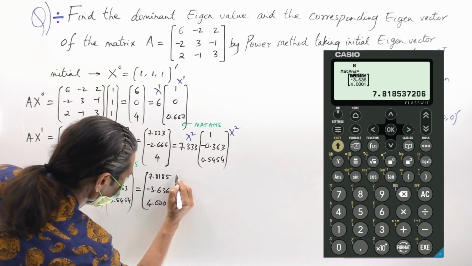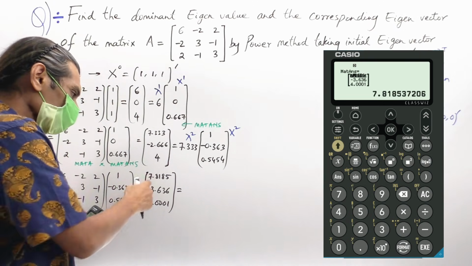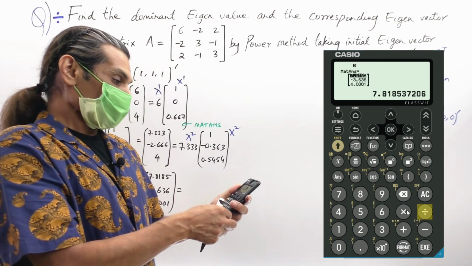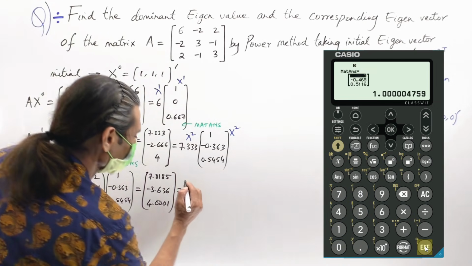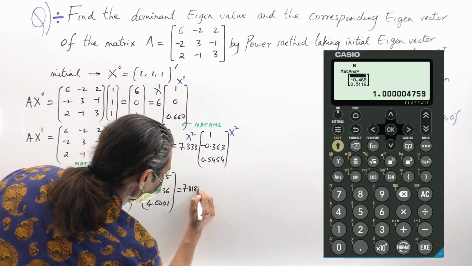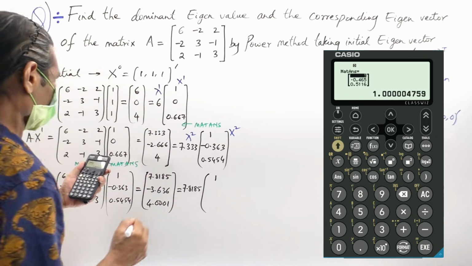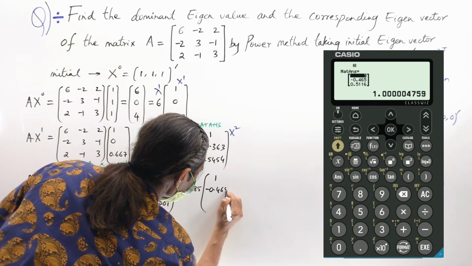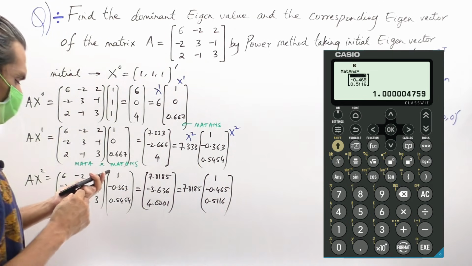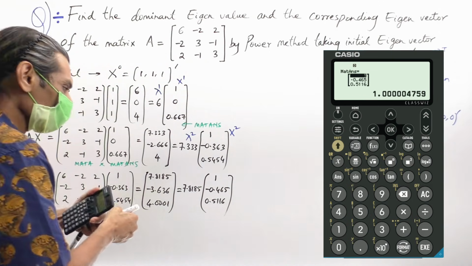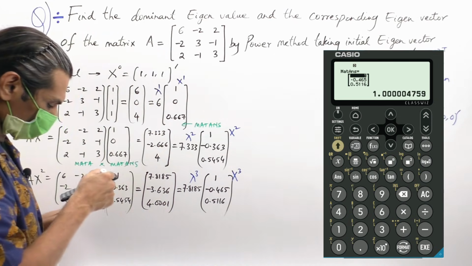4.0001. Now again, which is the highest value here? 7.8185. So divide by 7.8185. Execute. Again we get 7.8185 outside. Since I'm dividing it, then 1 minus 0.465 and 0.5116. Okay, so this is my new eigenvalue lambda 3 and new eigenvector x3.